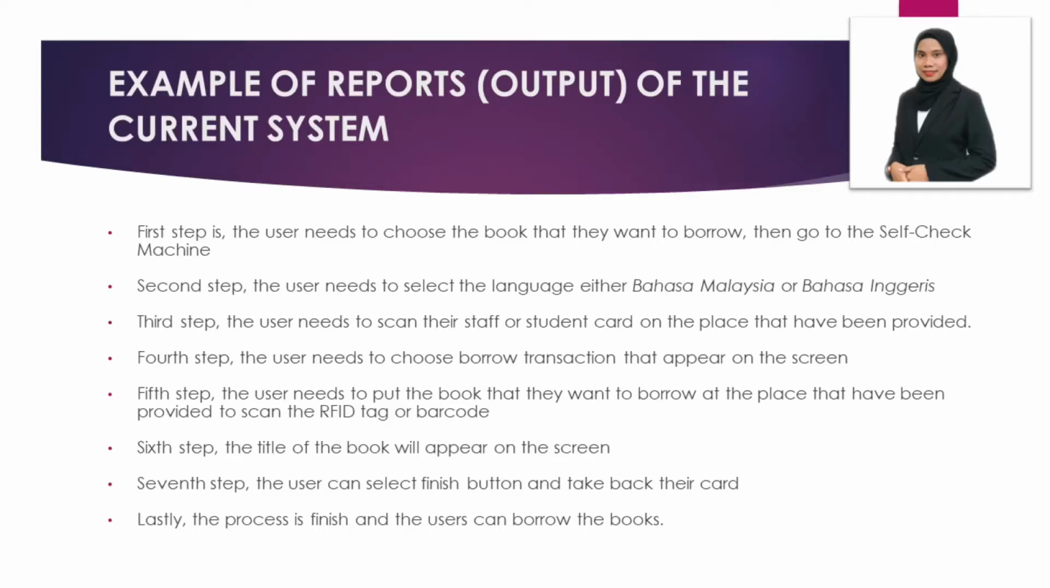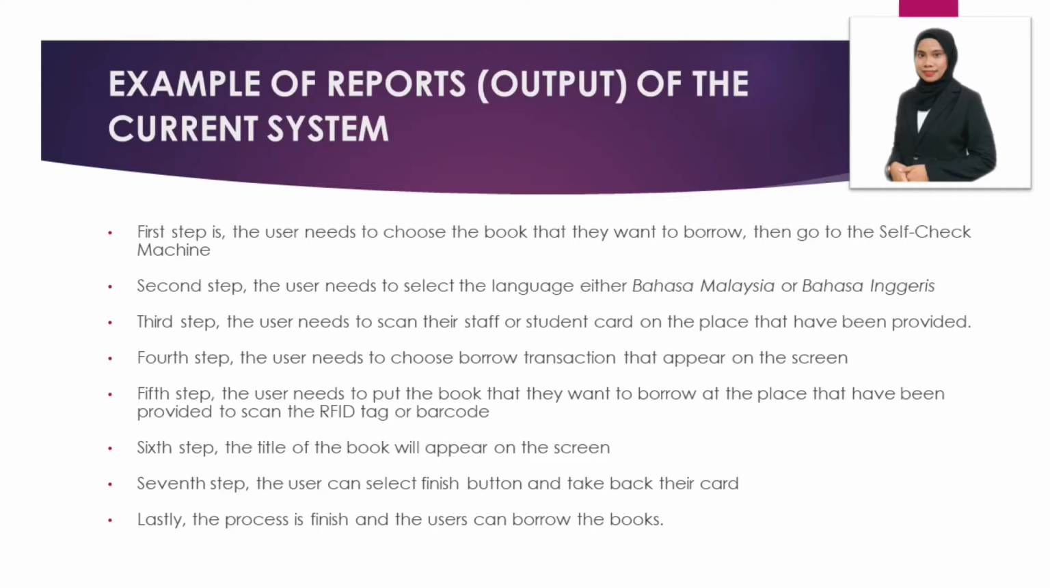If there is no problem, the user can continue to the sixth step, which is that the title of the book will appear on the screen after the user scans the book. Seventh step, the user can select the finish button and tap the card back. Then, the user can take the book and check the receipt.